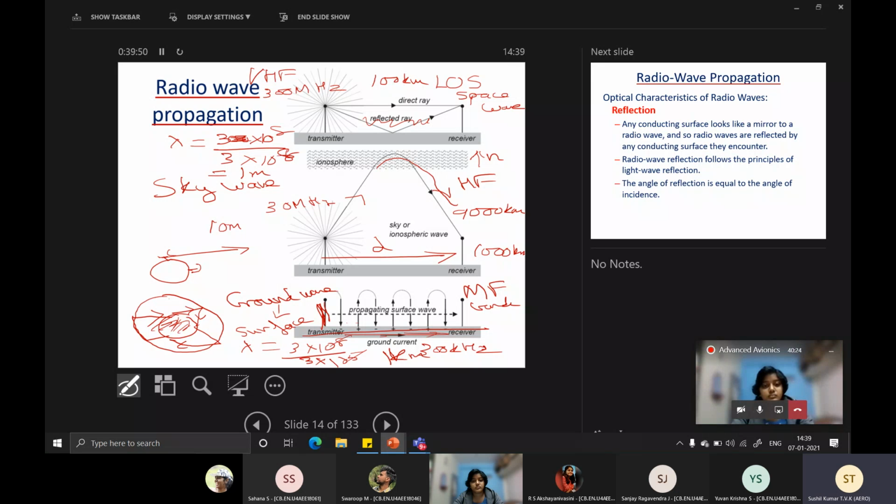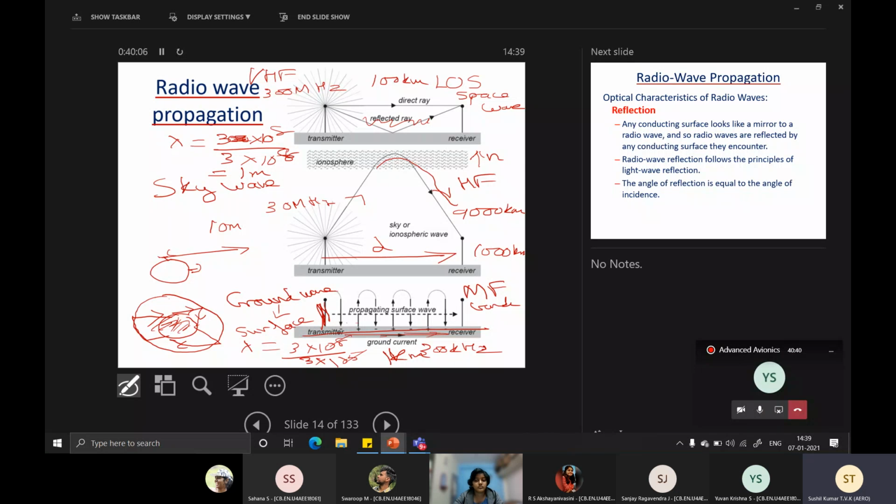What is it going to really affect? Because the lambda is very large in MF. Huge antennas, sir. Yeah, antenna size is going to be really large, right? Because it's lambda by 10. So at least you require a 100 meter antenna.